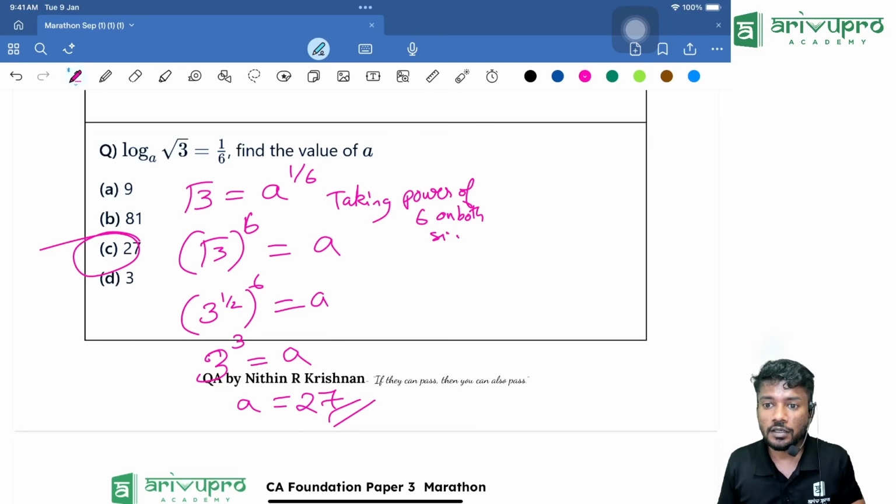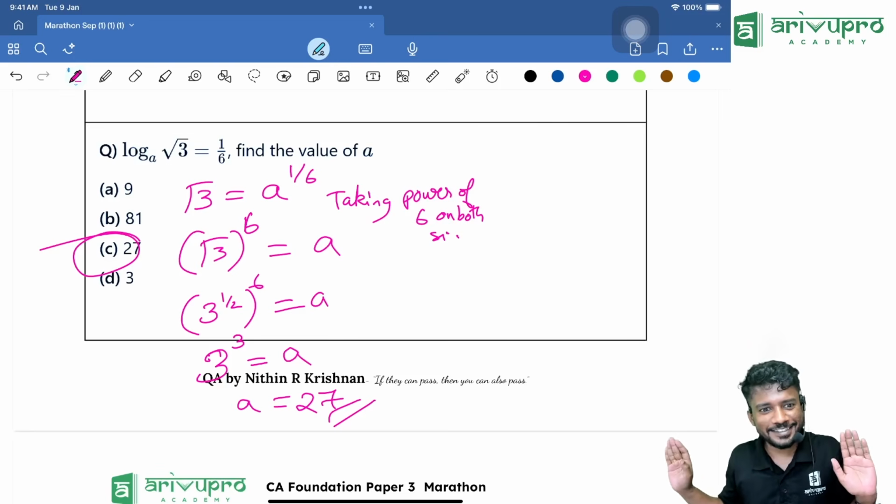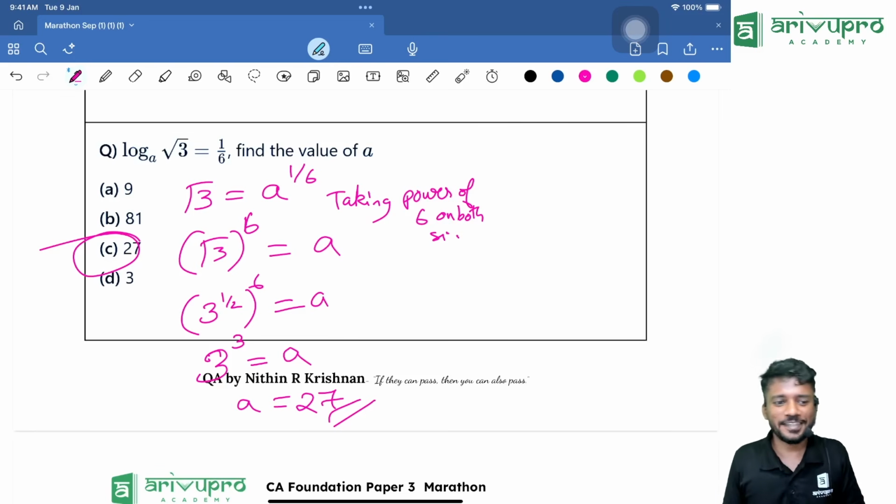Breakfast. You didn't have breakfast? Why? Pav bhaji. Pav bhaji is not breakfast? Okay. It was not good? Not at all good? Sad. This was the worst. Okay. There is no upma on Sunday? No upma on Sunday? Is it?